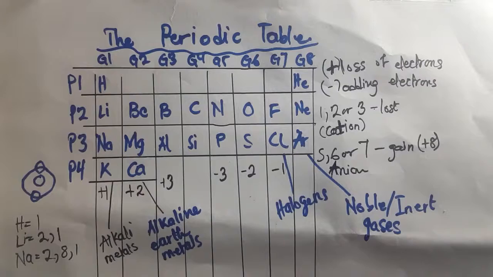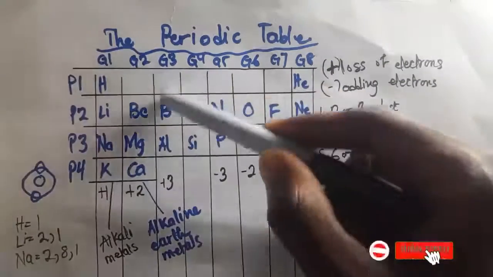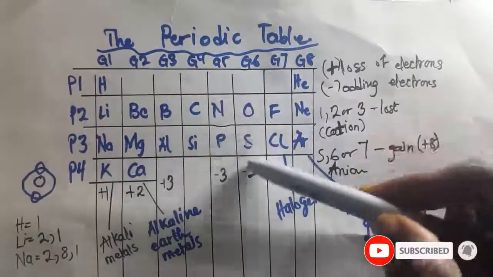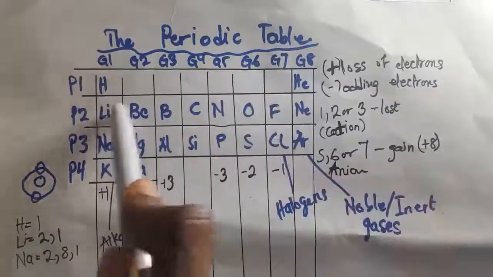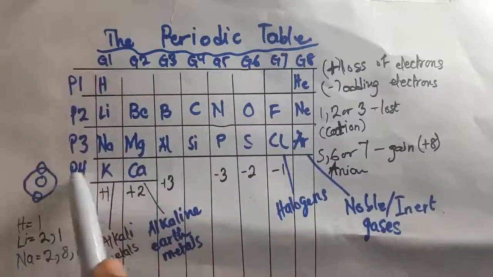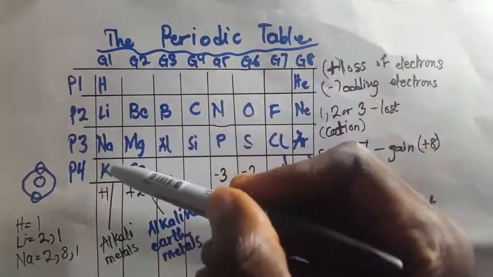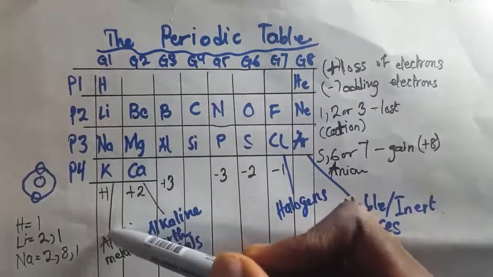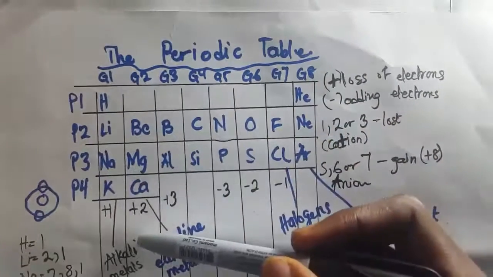Now let's come to the periodic table itself. Elements in the same column, we call the columns groups. So we have 8 groups. The elements in the same row, we call them period, like that. Now, hydrogen, lithium, sodium, potassium are all in group 1. Beryllium, magnesium, calcium are all in group 2.